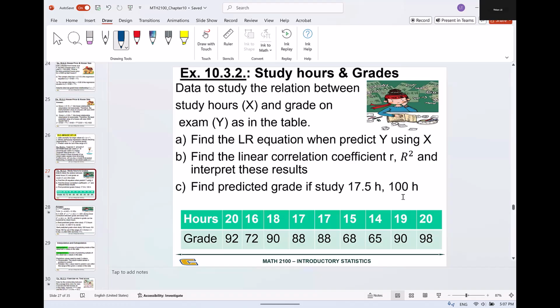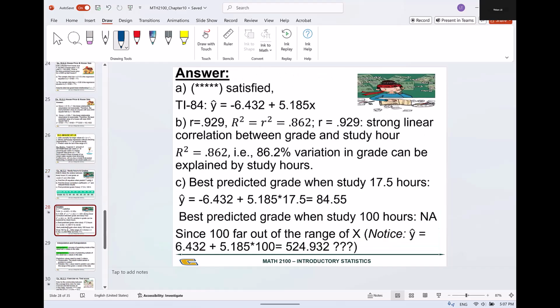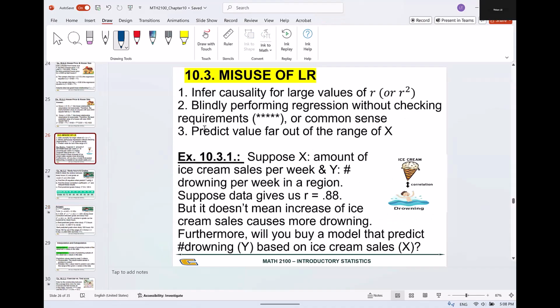So this time you can see that this is far beyond the range of the data. So no, you cannot do anything. You cannot predict it, right? You cannot predict, not available here, because it's far out of the range of X, right? But say if you just try to plug in anyway, you see your grade will be about 500.24, which makes no sense here. So this is one common misuse, which is the number 3 here, right?